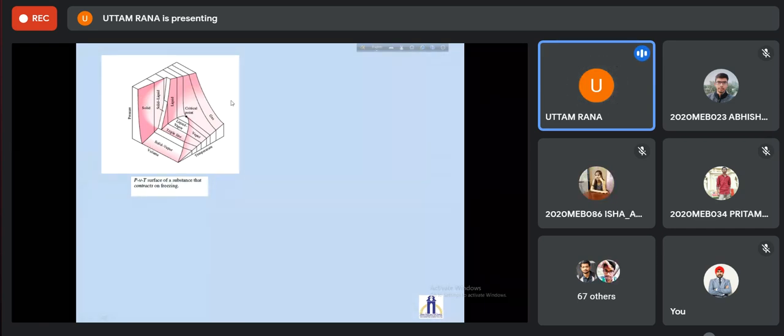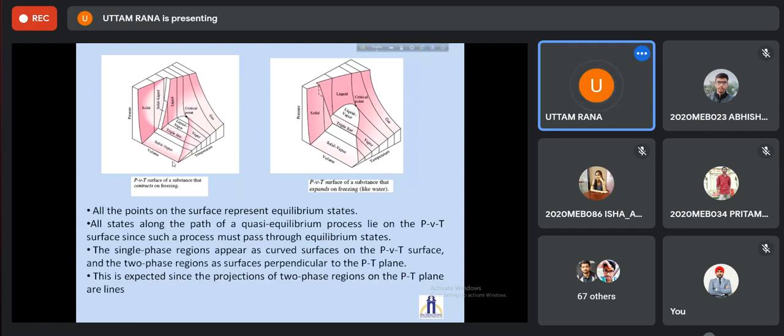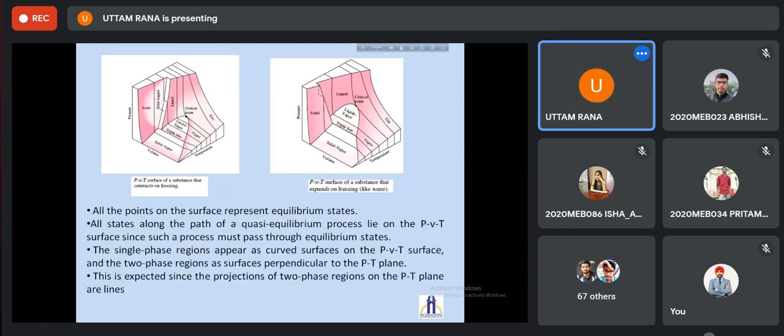You can see this is for the material which contracts on freezing. Contraction takes place. And this is the PVT surface for a substance that expands on freezing, like water. All the points on this surface represent equilibrium states, because all the states along the path of a quasi-equilibrium process lie on the PVT surface, since such a process must pass through equilibrium states. So if you look at any point here, it has basically passed through some quasi-equilibrium process.